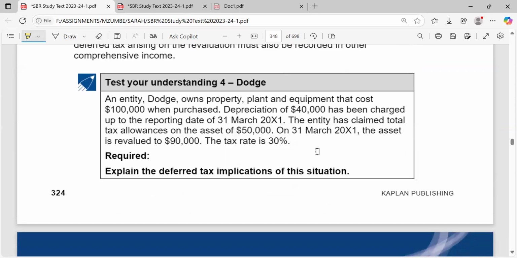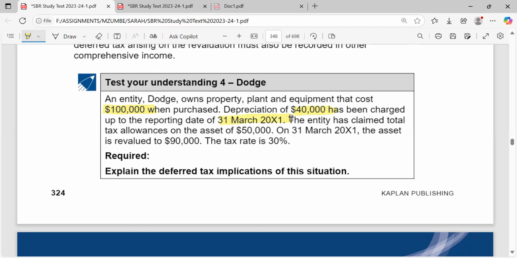Let's look at this example here. An entity Dodge owns property, plant, and equipment that cost $100,000 when purchased. And depreciation of 40,000 has been charged up to the reporting date of 31st March 2021. You should see that they are giving depreciation in accumulated terms, right? Because we compare the net assets, each item in the statement of financial position is an accumulation. We don't do the income statements alone, right?